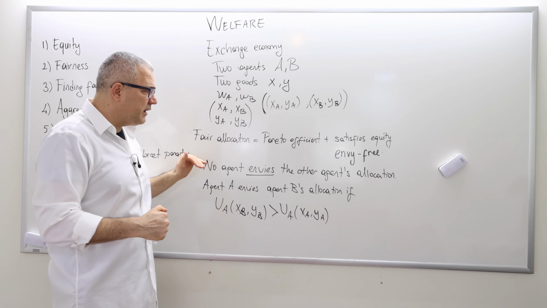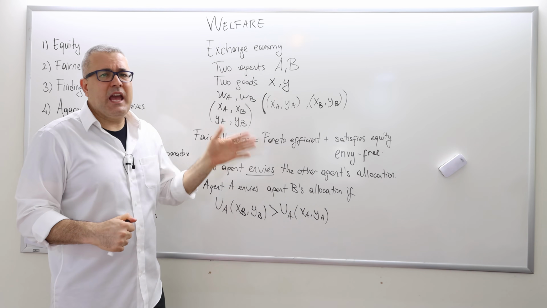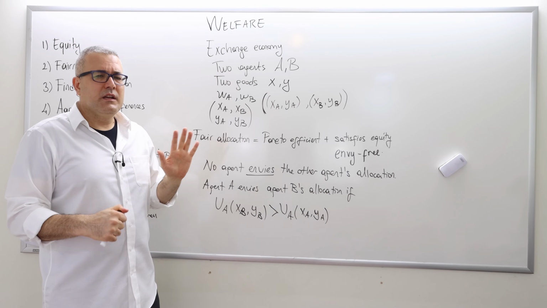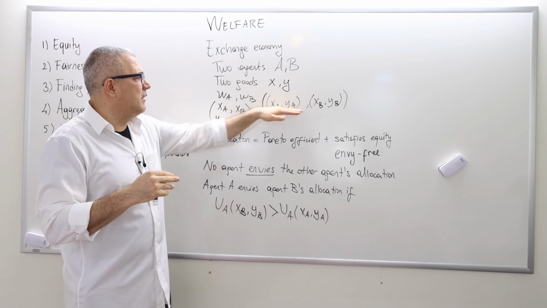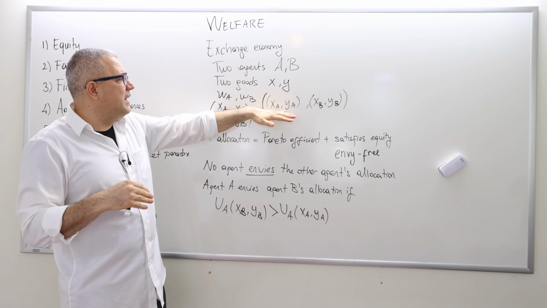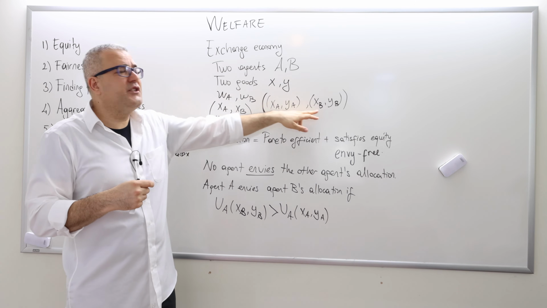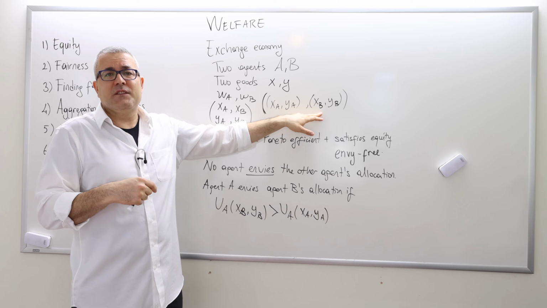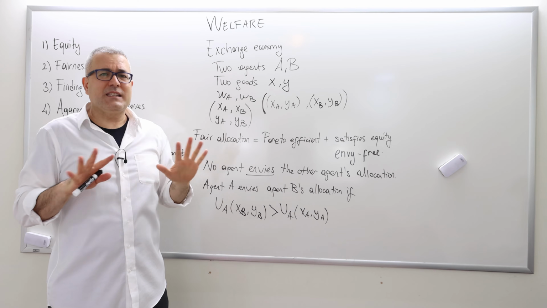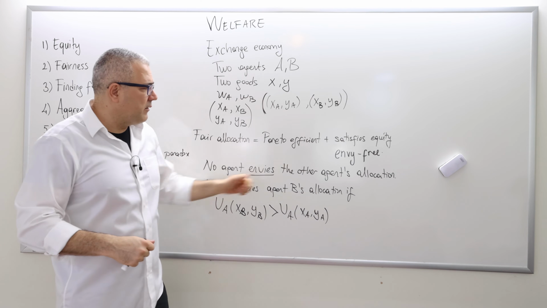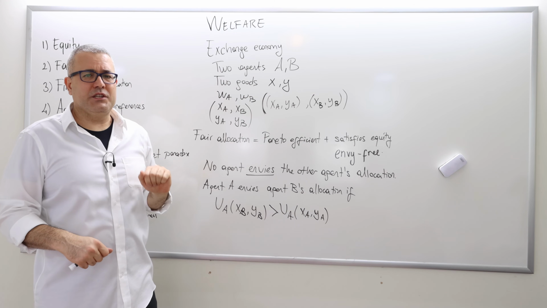All right? So that's what an agent envying another agent's allocation means. Therefore, envy-freeness means no agent envies another agent's allocation. That doesn't mean that the agents' utilities must be the same. But it means agent A would prefer what she already has, and agent B prefers what she has. They're not going to say, oh, what you have is better than what I have. So if an allocation is envy-free and Pareto efficient, then we call this allocation fair.